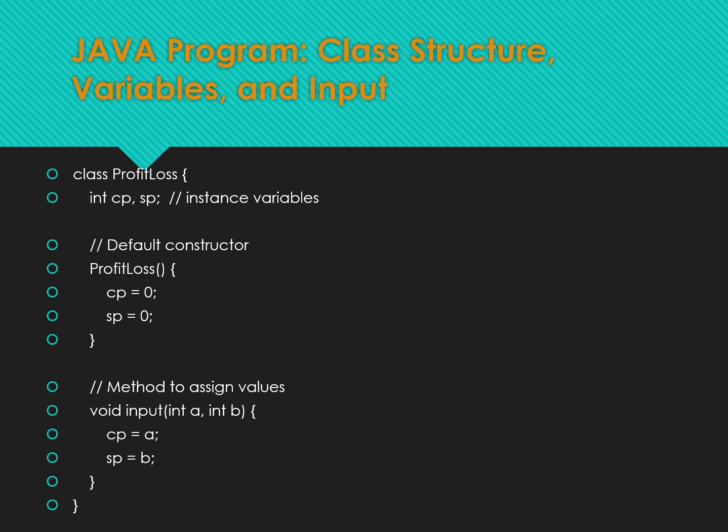Next, we define the input method. This method takes two integer parameters and assigns them to cp and sp, respectively. This allows us to supply specific values to our object later during execution. By grouping data members, constructor, and input logic in one slide, we get a clear view of how object initialization and input handling are structured.